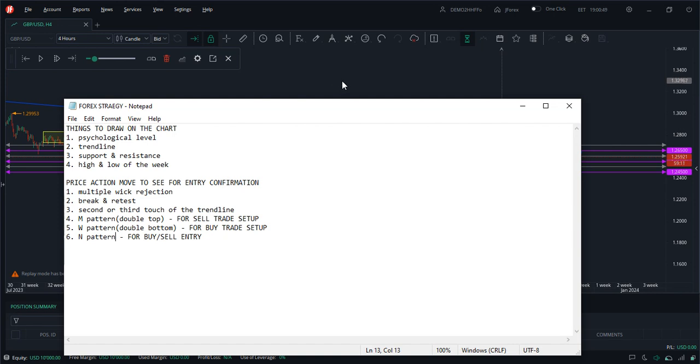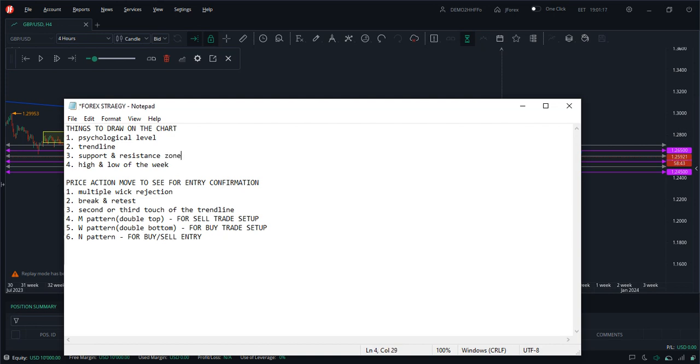Now, no matter how confident you are in the trade, make sure you use your stop loss. Stop loss is really important, and make sure you have a trading plan and a target for the day, and that is how you become a profitable trader. So now let's move on to the chart and look for all these confluences, because we have covered psychology level, trend line, support and resistance zones, and high and low of the week.